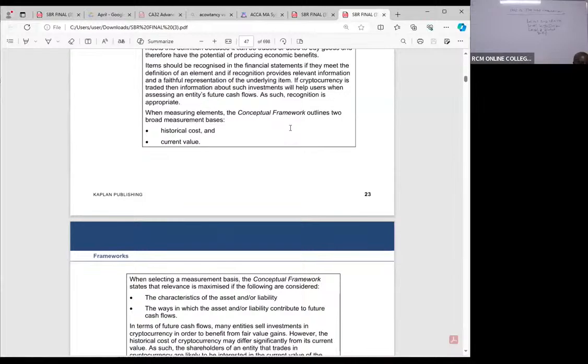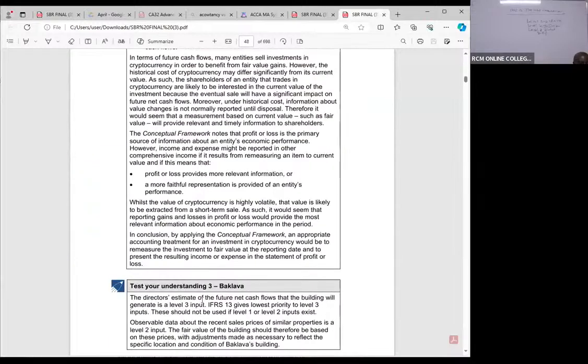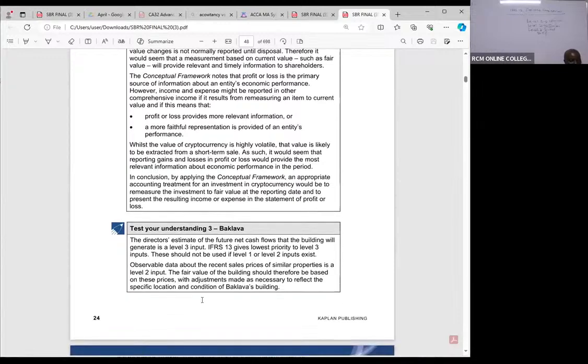Baklava, I think baklava is Level 3. So baklava is here. The director's estimate of the future net cash flows that the building will generate is a Level 3 input. IFRS 13 gives lowest priority to Level 3 inputs. This should not be used if Level 1 or Level 2 inputs exist. Observable data about the recent sales price of similar properties is a Level 2 input. The fair value of the building should therefore be based on these prices, with adjustments made as necessary to reflect the specific location and the condition of Baklava's building.